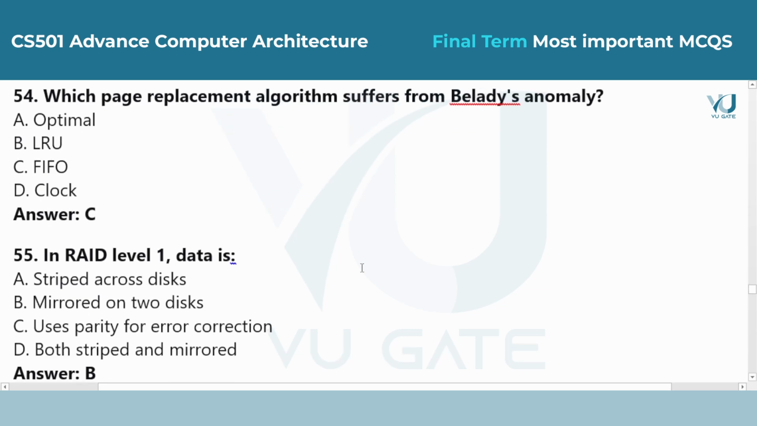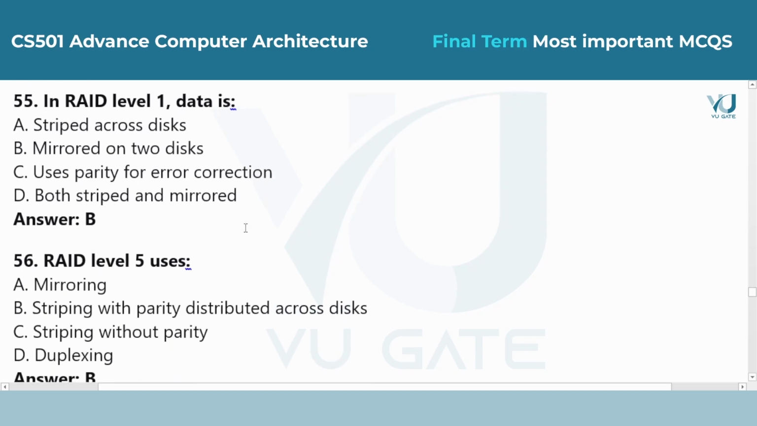54. Question: which page replacement algorithm suffers from Belady's anomaly? Answer: C. FIFO. Concept: Belady's anomaly is when adding more page frames actually causes more page faults.